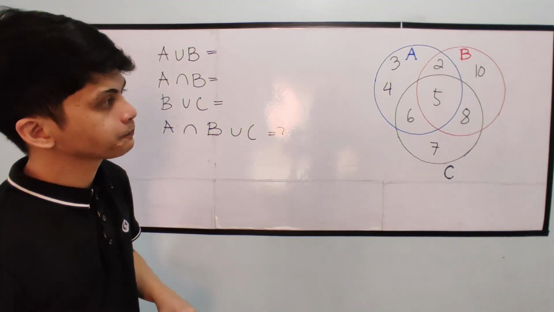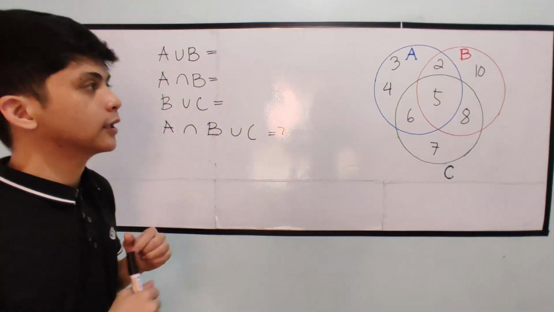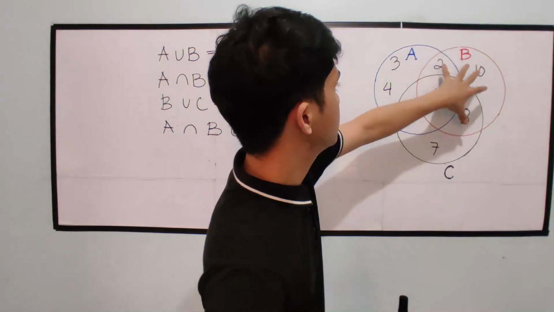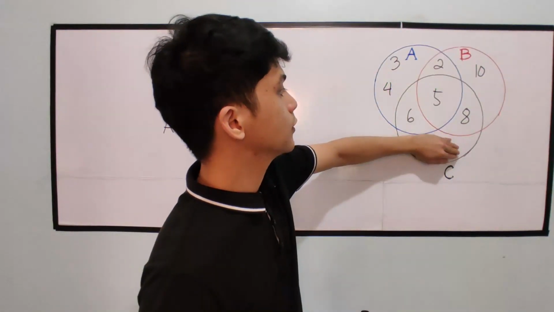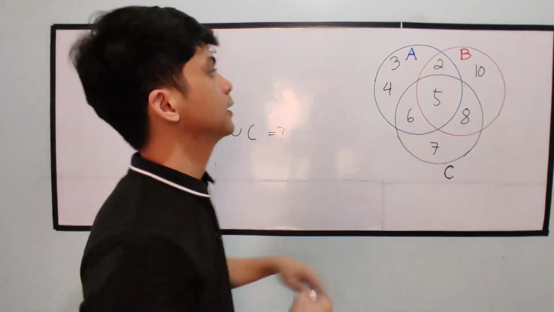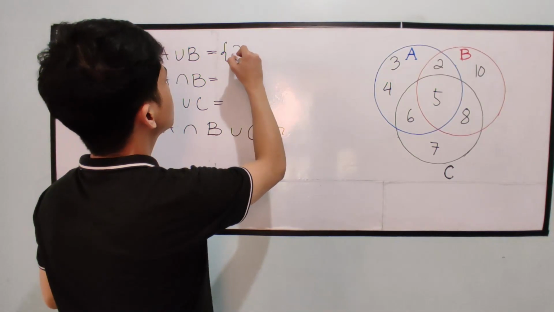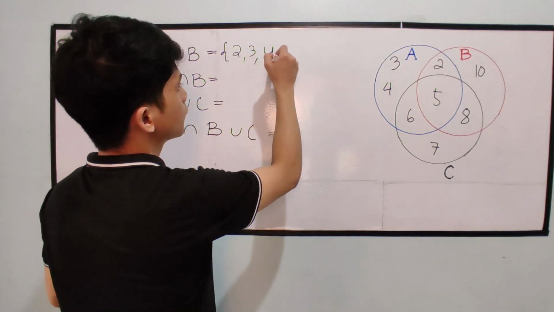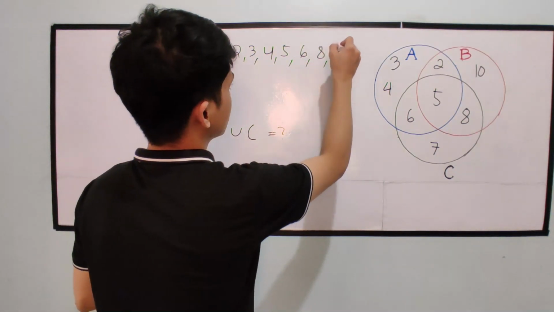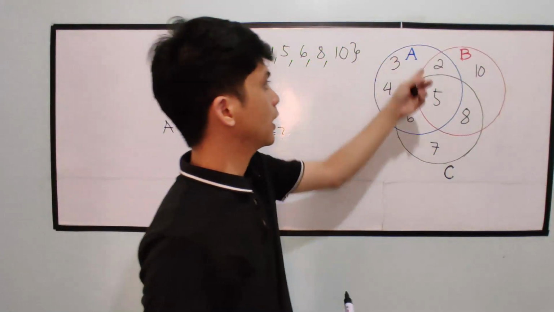So now, first, union of A and B. So, same lang nung ginawa natin ng unang problem. Lahat ng elements ng A and B, sulat lang natin dito. So, maliban lang dito sa 7. Lahat ng yan. Kasi nasa loob sila lahat ng A and B. So, sulat lang natin yan. 2, 3, 4, 5, 6, 8, and 10. Okay? So, lahat ng to nasa loob ng A and B.